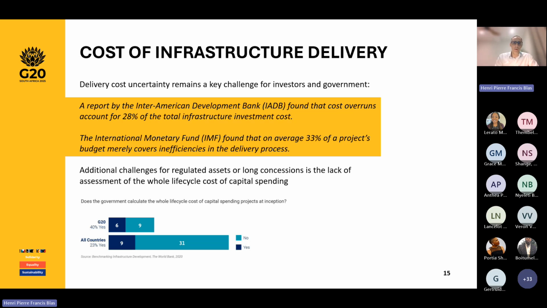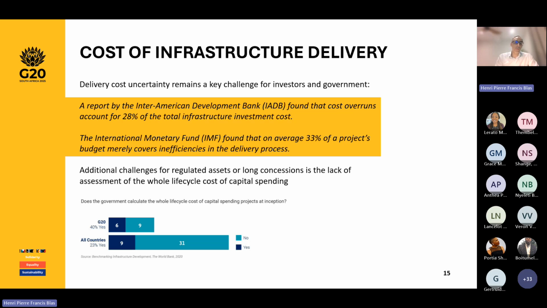A bunch of reports have been written on the topic, on cost overruns. The Inter-American Development Bank found about 30% for infrastructure. Depending on sectors, especially for mega projects, the cost overruns can be much higher than that. So it remains by far a key challenge.